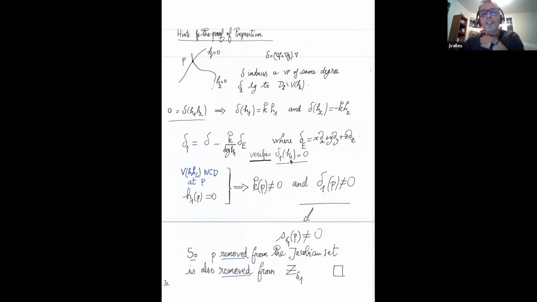What the hypothesis on the normal crossing divisor shows you is that since H1 of P is 0, the factor K_P appearing here does not vanish at P. And then it shows that delta 1, the new derivation vanishing, induced by delta, does not vanish at P.